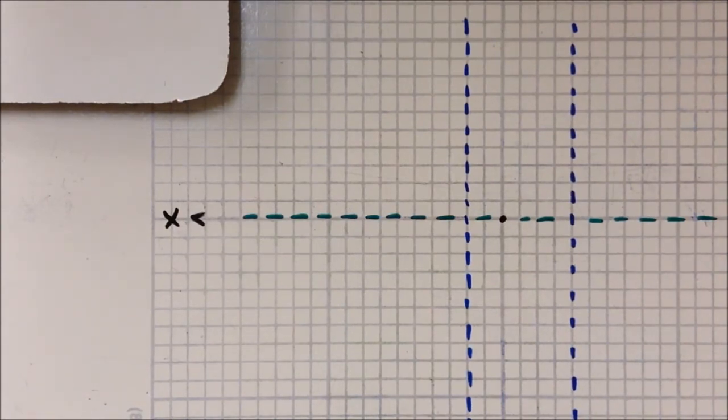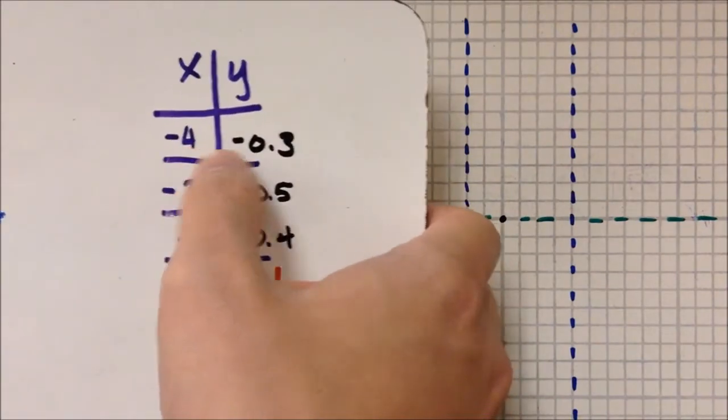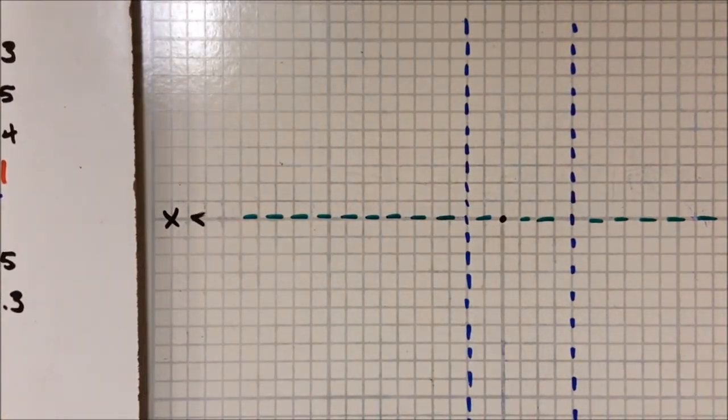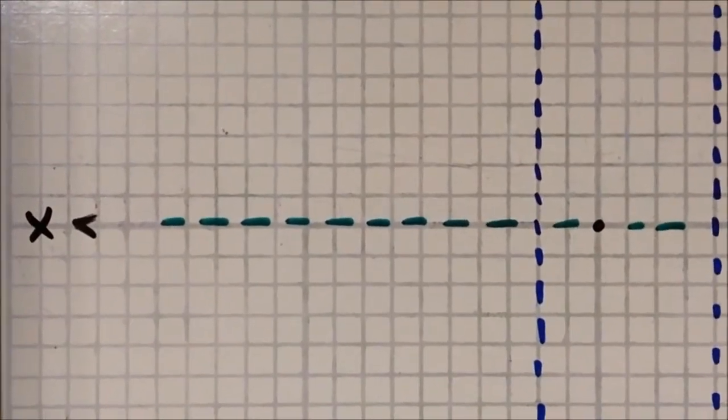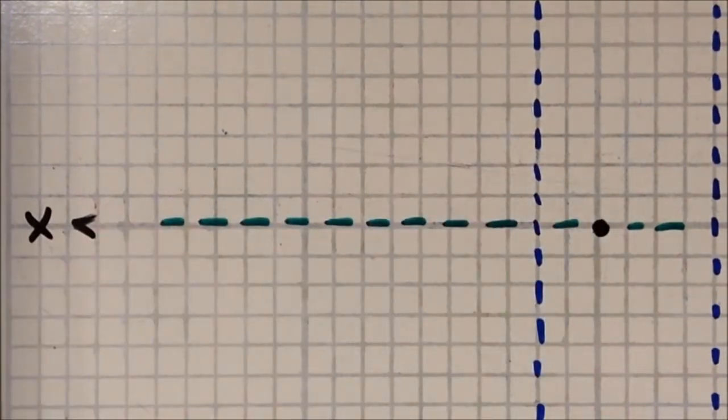Now let's label the points. First is -4 and -0.3. So that means that I'm going to zoom in a bit. Again, this black dot, let me make it a bit bigger. And let me use a different color.